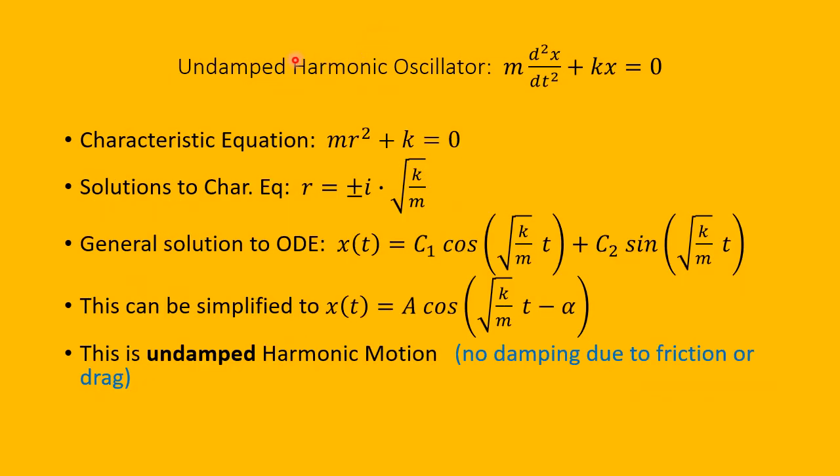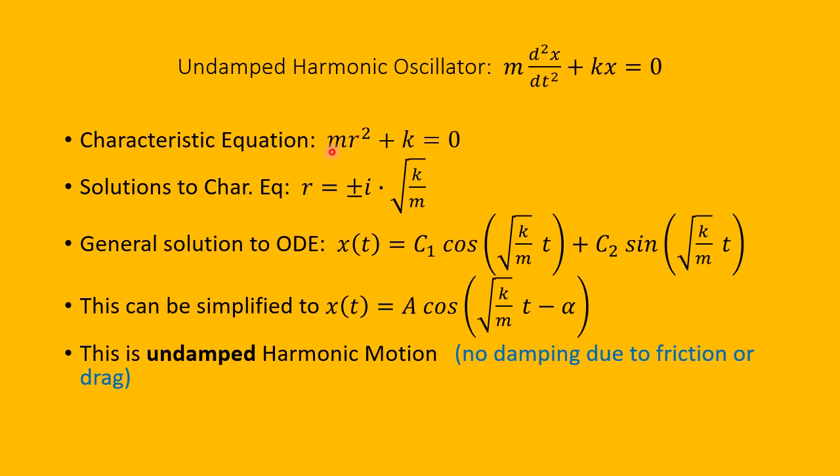So let's suppose that we are looking at the undamped case, a spring attached to a mass, and the spring is also attached to the wall. We saw that the equation of motion is this: m times the second derivative of x with respect to time plus constant k times x equals 0. So this is a constant coefficient homogeneous ordinary differential equation.